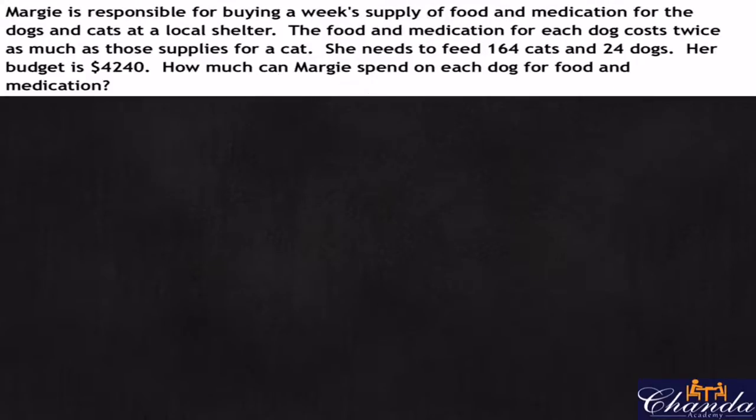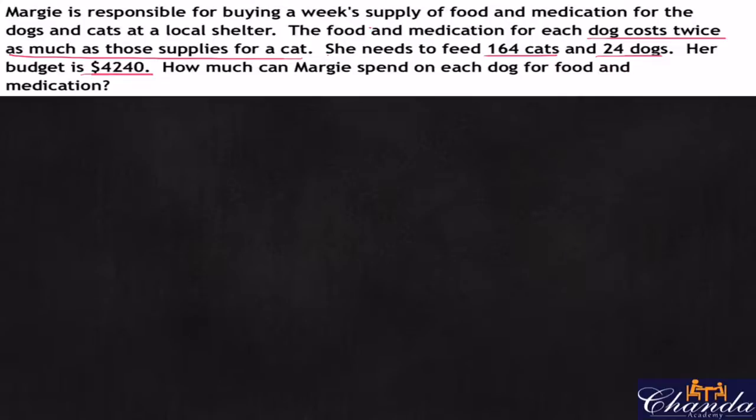Okay, so again, guys, really important parts of the question. In this one, let's just quickly underline the most important parts. So we have the food and medication for each dog costs twice as much as those supplies for a cat. She needs to feed 164 cats and 24 dogs. Her budget is $4,240. So let me just quickly write this out.